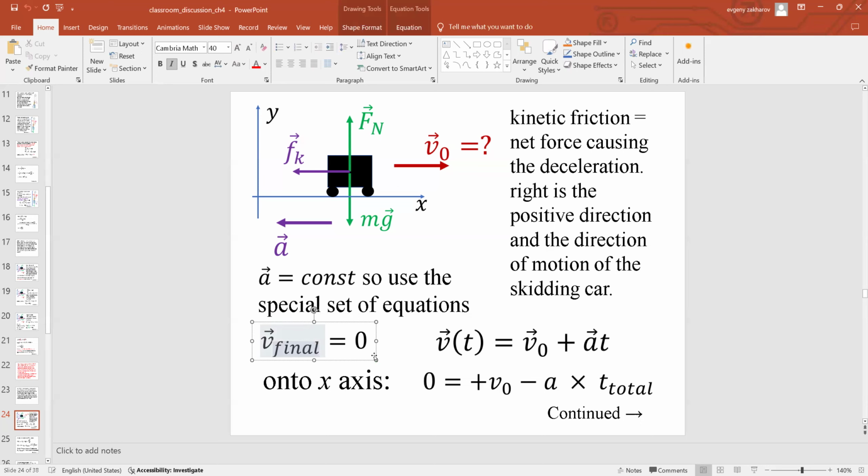Final velocity is zero. And if acceleration is constant, we're going to use the kinematics equation. Final velocity is zero. Initial velocity is positive because it's pointing in the same direction as positive x. Acceleration is pointing in the opposite direction, so acceleration is negative.